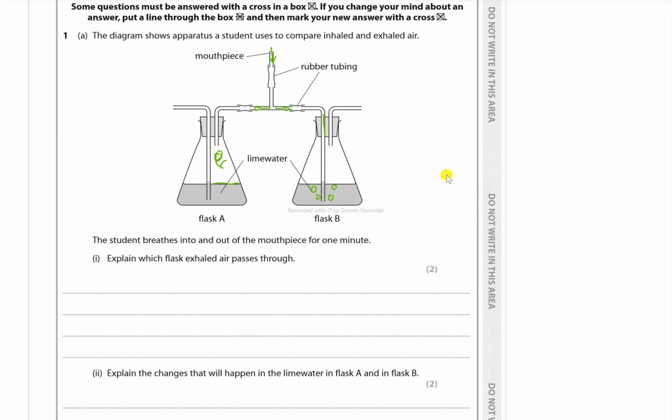Now, they've highlighted that they've got lime water in there. And we know, what do we know? We know lime water is used to test for carbon dioxide. So we know that. So this will turn cloudy. This little bit at the top might turn cloudy.